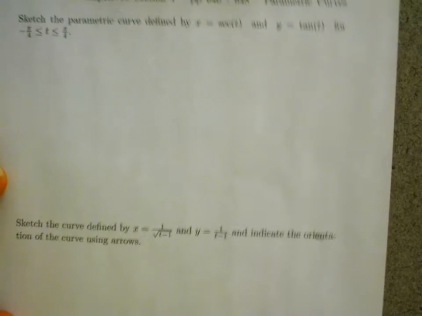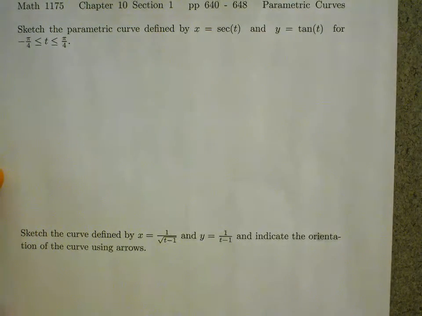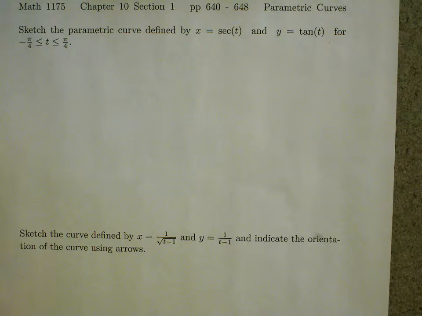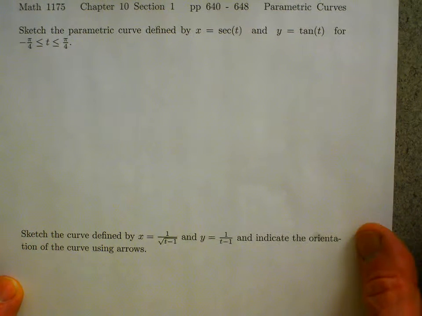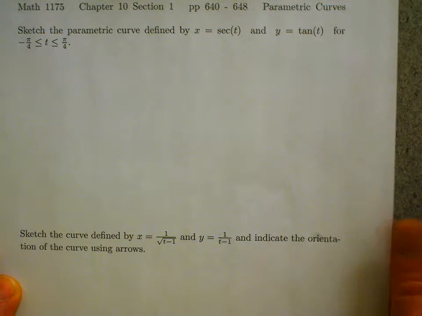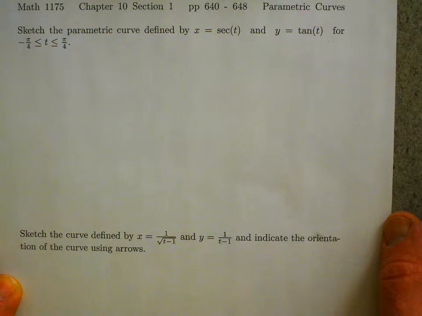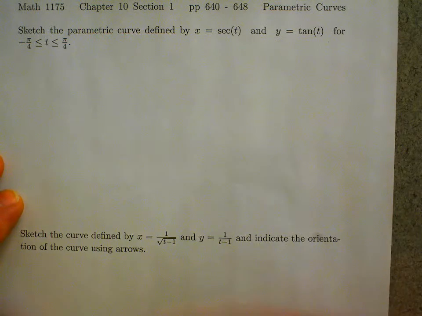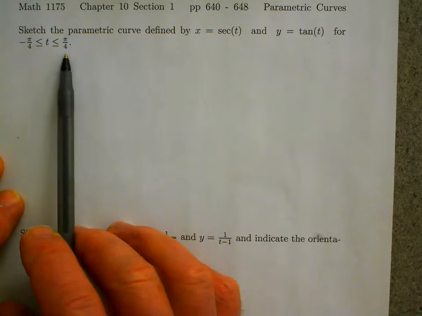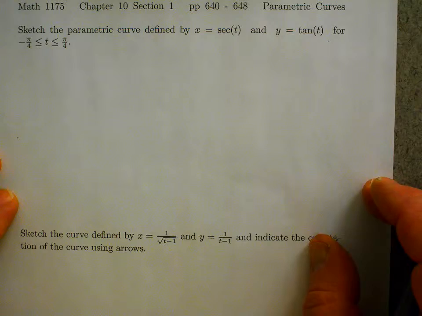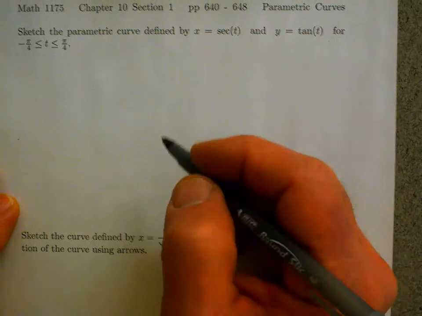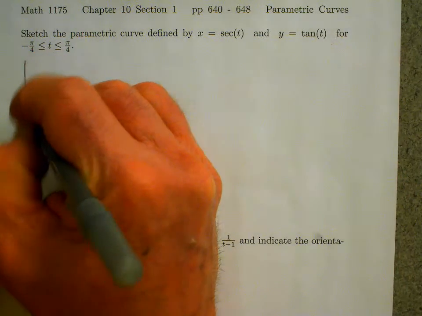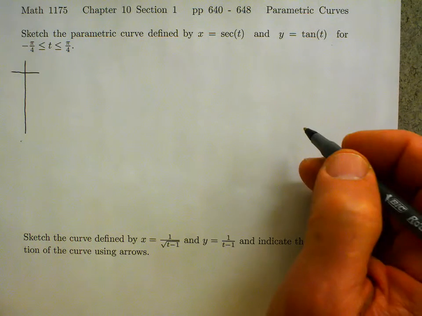Okay, the next example. I decided after I sent the lecture notes that this example is sort of lame, but we'll go ahead and do it. Sketch the parametric curve defined by x equals secant of t and y equals tangent of t for values of t between negative pi over 4 and pi over 4. So if anything, we'll get a little bit of practice with trigonometric evaluations.